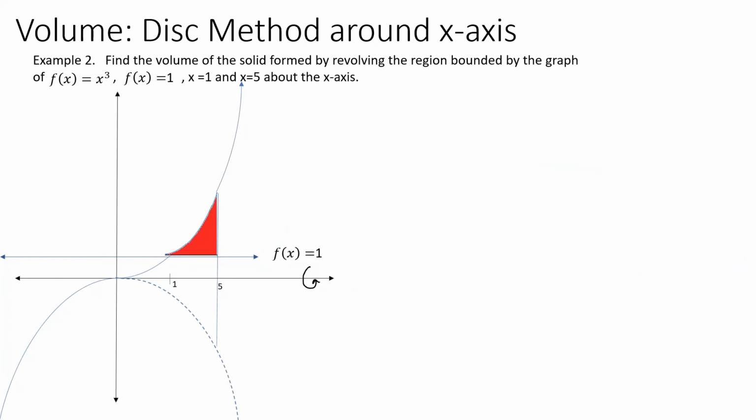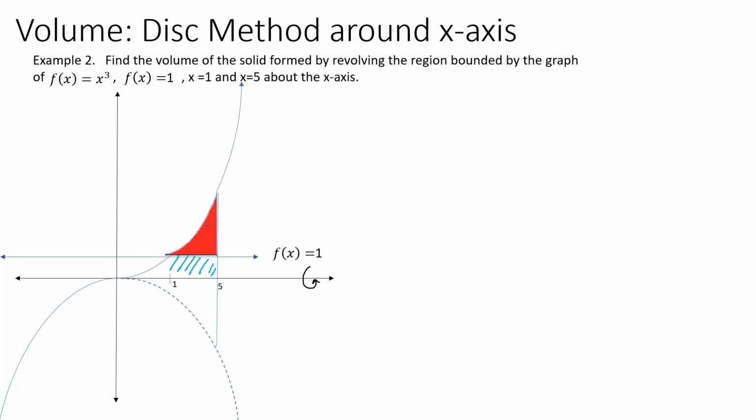Now let's look at the second example. Find the volume of the solid formed by revolving the region bounded by the graphs of f of x equal to x to the third, f of x equal to 1, x equal to 1, and x equal to 5 about the x-axis. If you look at the graph that's provided, we're rotating that red region about the x-axis. Once again, if you look at the area you're rotating, there's a small gap right here. Because of that gap, we know this is a washer.